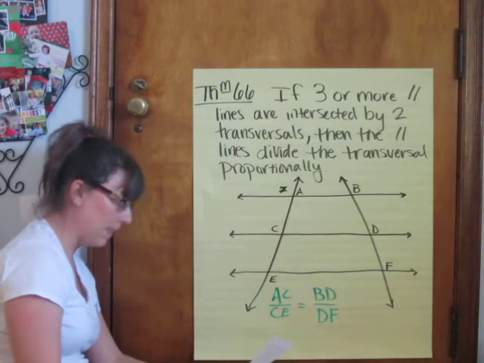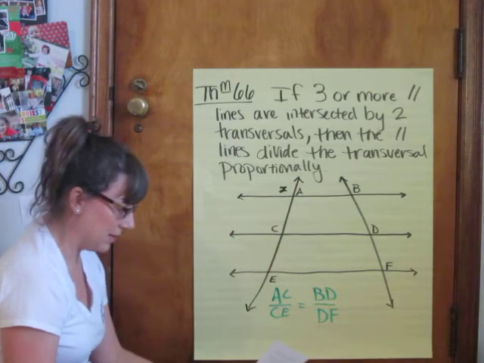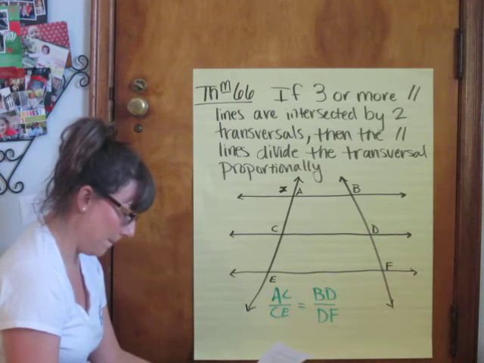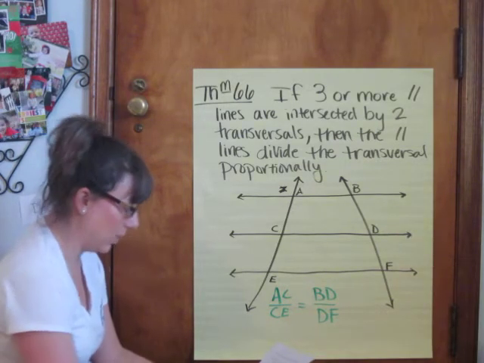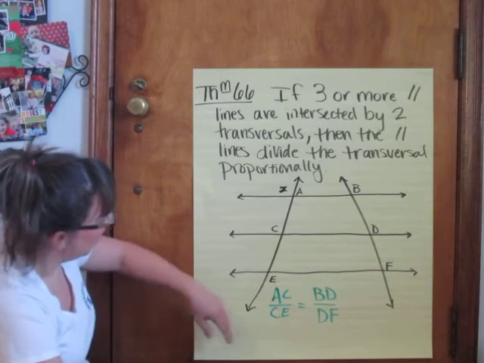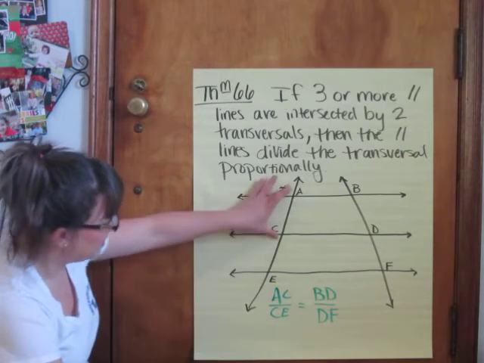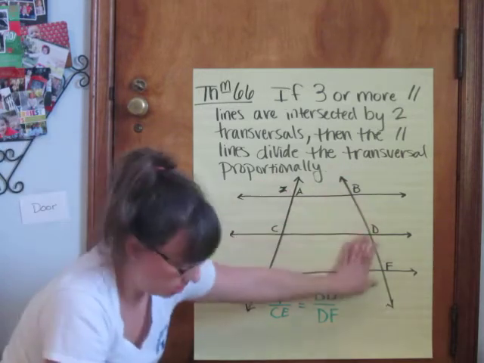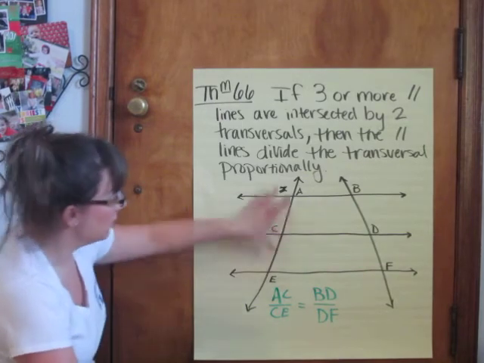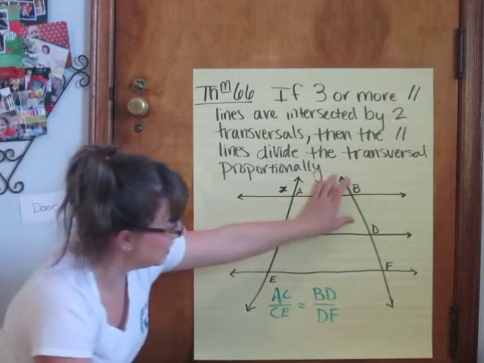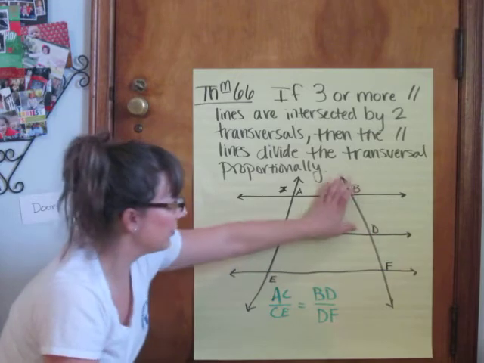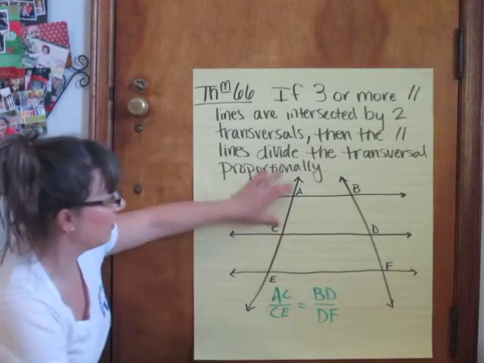Okay? Also means that, well, never mind, I don't want to go that far. So the pieces are equal here. Okay? So AC over CE is equal to BD over DF. DF over BD is equal to CE over AC.